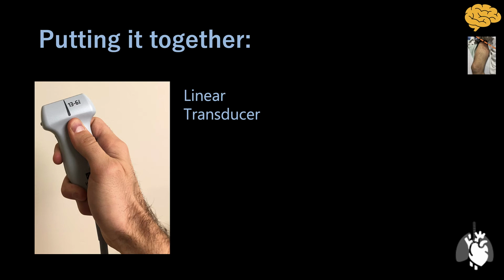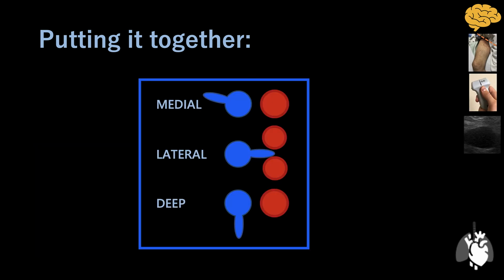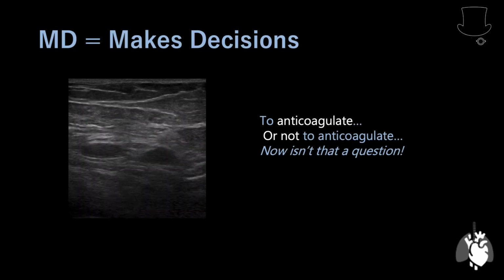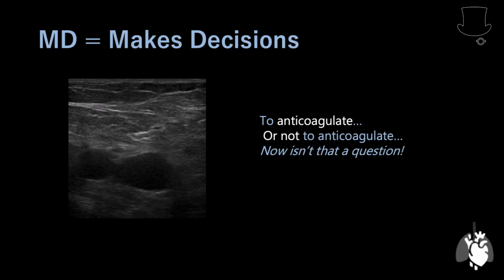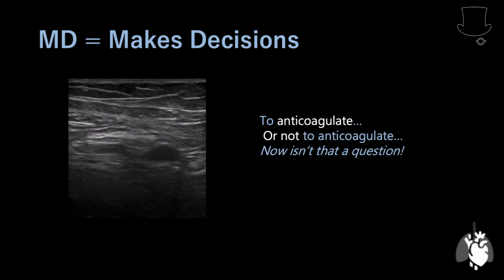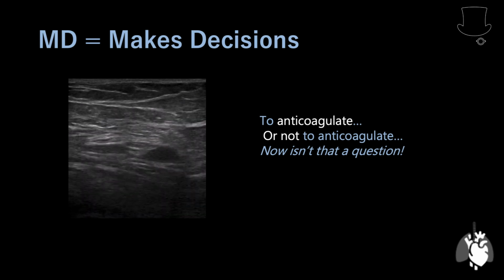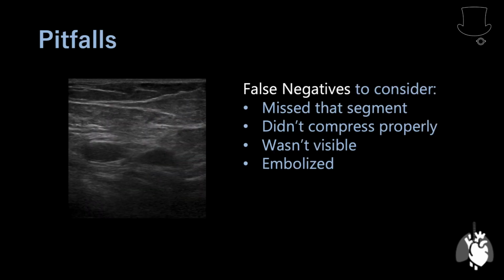Pick your linear probe, unless of course you need the curvilinear for adipose penetration. But in the vast majority of cases, the linear probe will be sufficient. Step 4, identify your landmarks and start compressing. Finally, is there a clot or not? And most importantly, what are you going to do next?